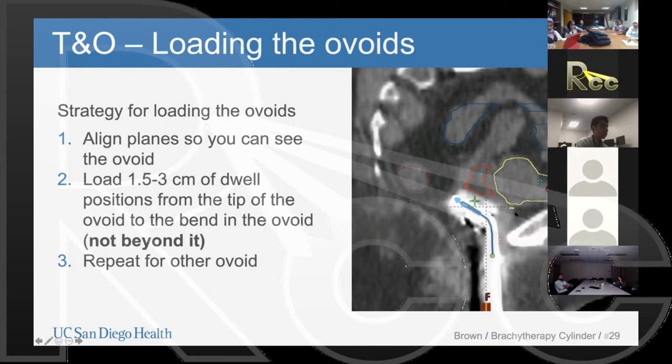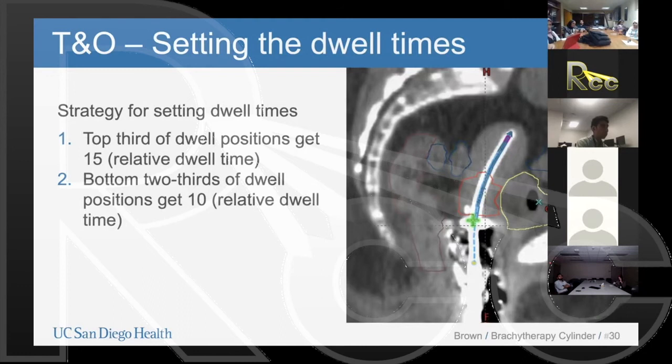And we'll repeat that for the other ovoid. So now we've digitized everything. We've set up our point A. We've put in dwell positions. And now we have to assign times for those dwell positions. So typically what we're going to do here is in the tandem, the top third of the dwell positions, we're going to load 15 seconds. In the bottom two thirds, we're going to load 10 seconds for each position. So each position in the top third gets 15 seconds, and each position in the bottom two thirds gets 10 seconds, okay?